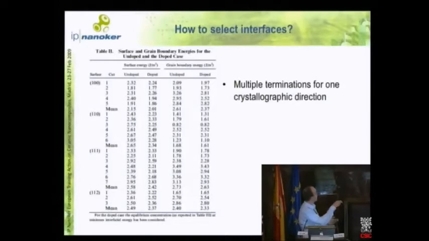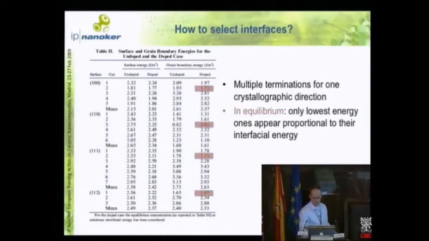So how do we select the interfaces? Because, as we've seen this morning, I can do multiple terminations for one interface. What that means is I can slice my crystal at different depths along the same plane. If we etch them, and I have an atom that passes from one side of the plane to another, I have a termination. So I have multiple terminations for the same direction.